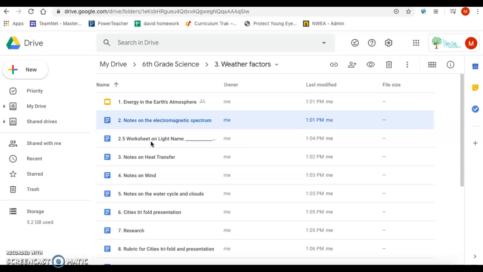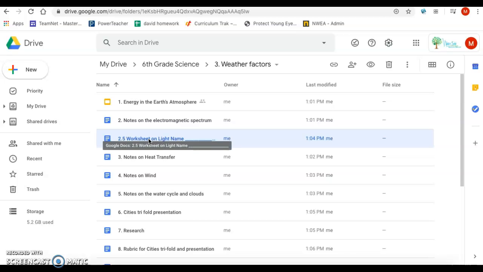All right, worksheet on light. That was homework that the kids did overnight, and then we checked it the next day.